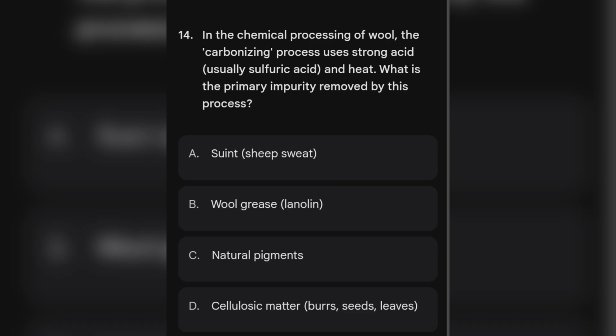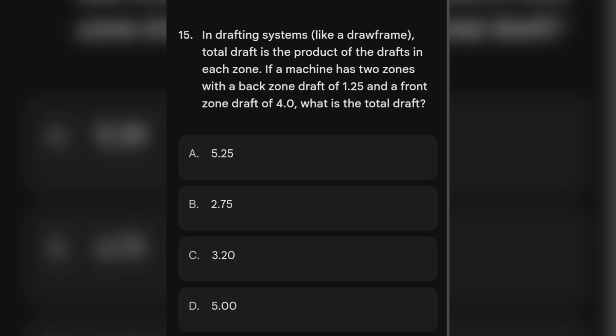A chemical process of wool carbonizing uses a strong acid, usually sulfuric acid, and heat. What are the primary impurities removed? Well, the sulfuric acid destroys all the vegetable materials like seeds and leaves.